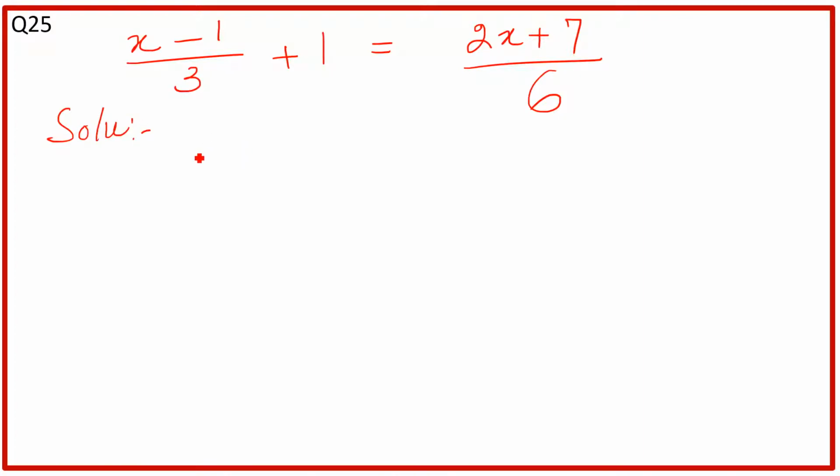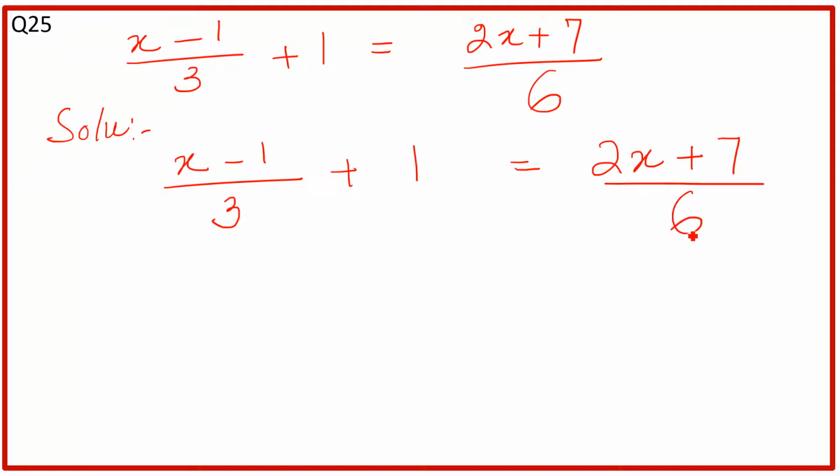you have to eliminate the fraction. How will we eliminate the fraction? We have to multiply each term. How many terms do we have? 1, 2, 3. We have to multiply each term with a number that will cancel the denominator, right? So see, here we have 3, here we have 6.